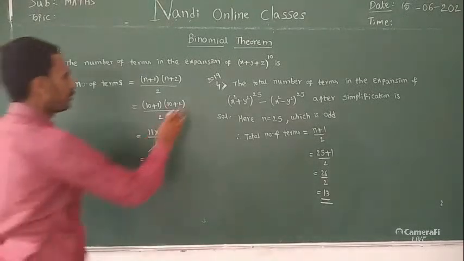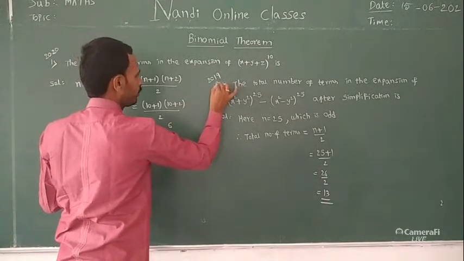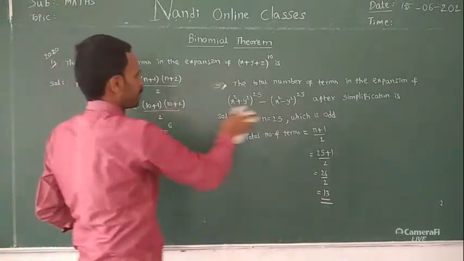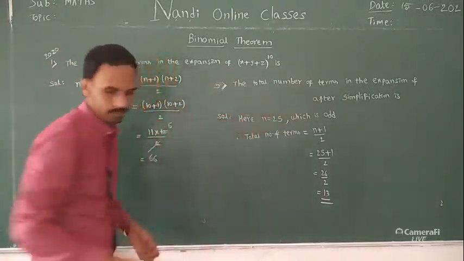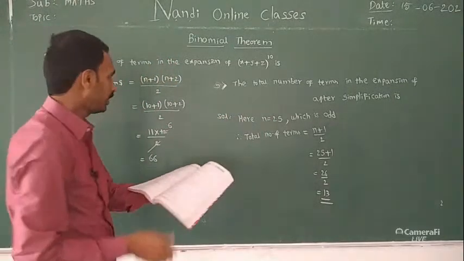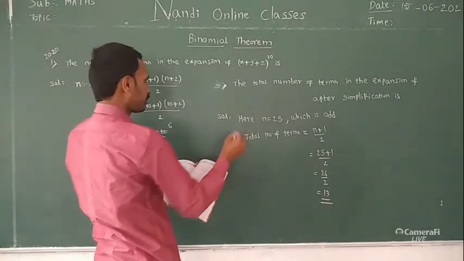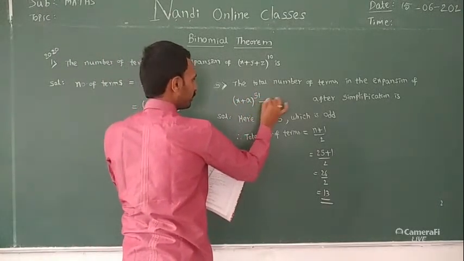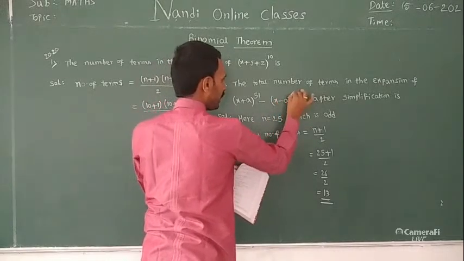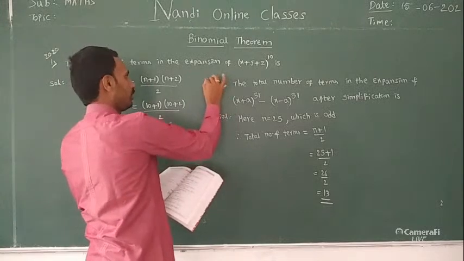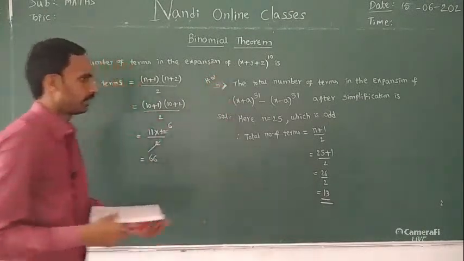You do one problem as homework, right? Fifth problem. The total number of terms in the expansion of (x + a)^51 − (x − a)^51 after simplification is, do it as homework.